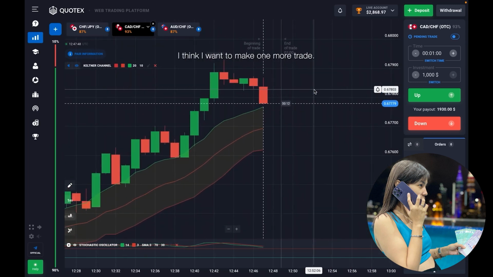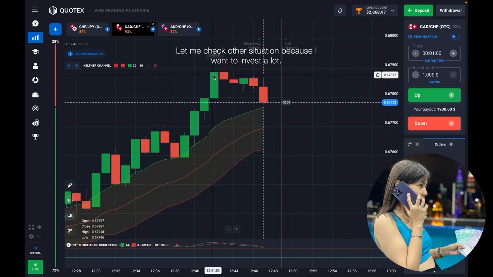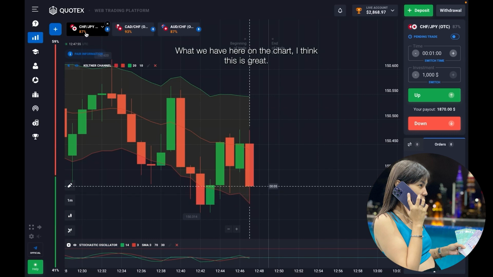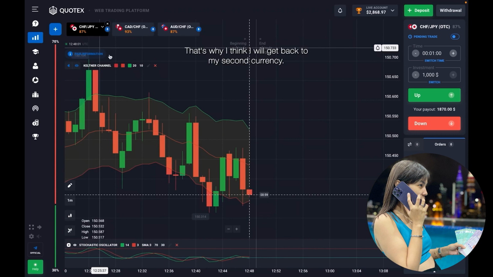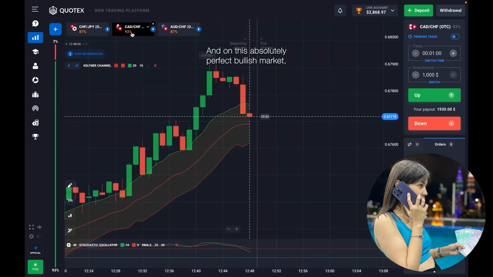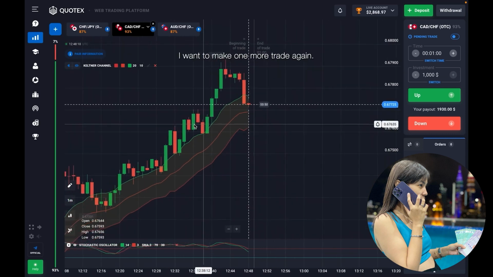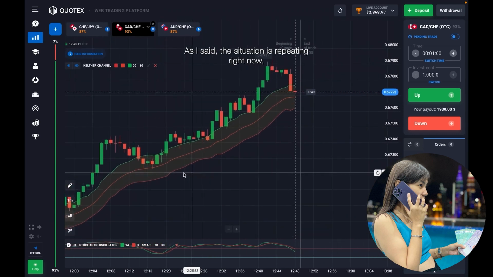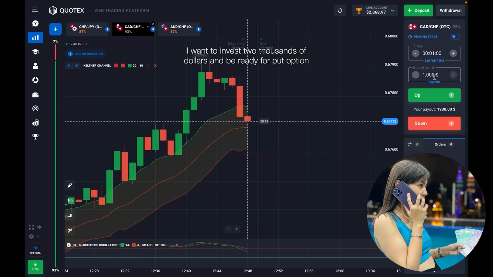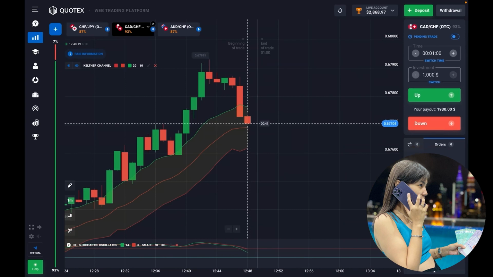I think I want to make one more trade, and let me check the other situation because I want to invest a lot. Let's check the first one, what we have here on the chart. I think this is great, but anyway, I don't like the percentage payout. That's why I think I will get back to my second currency. And on this absolutely perfect bullish market, I want to make one more trade again. As I said, the situation is repeating right now, and that's my key to success here. I want to invest $2,000 and be ready for put option right now.